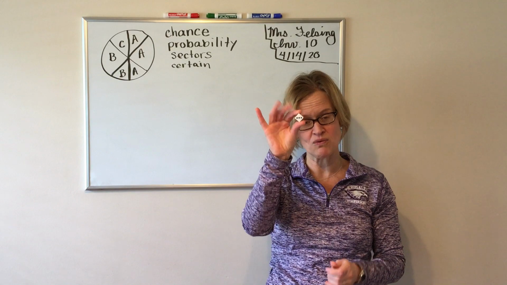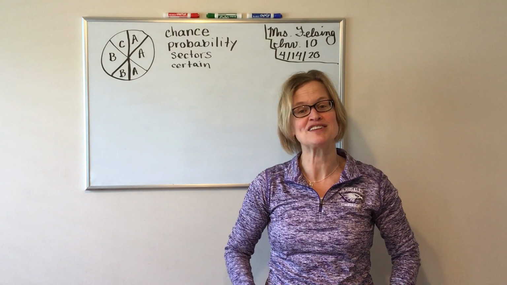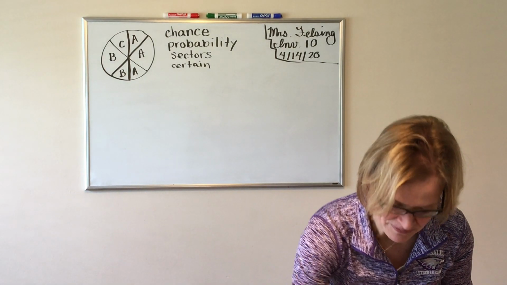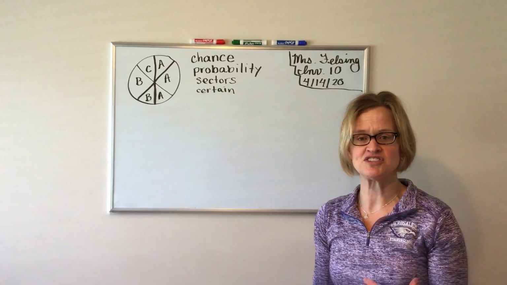Initially, we're just going to work with one, but then you're going to end up working with two with a partner at home. Hopefully you can find someone at home that will help you with this. So let's get started. What I was showing you right there is something that involved chance.